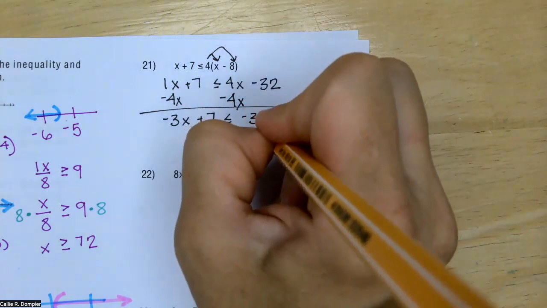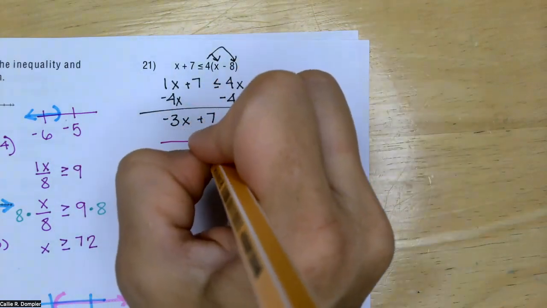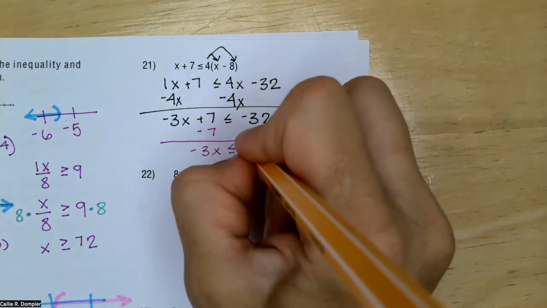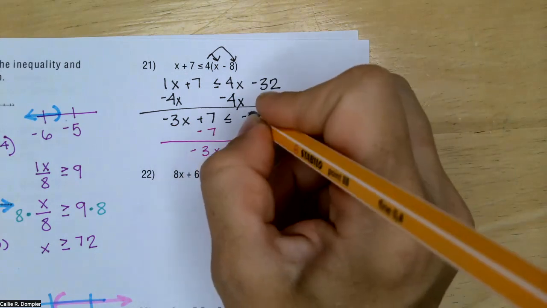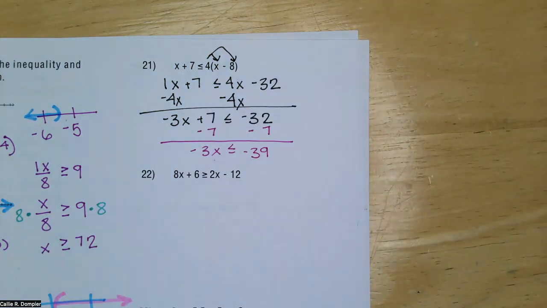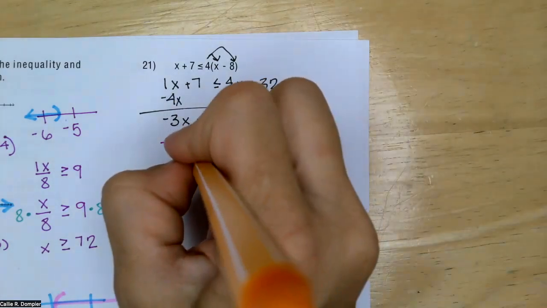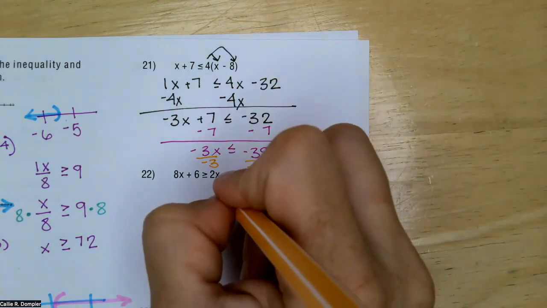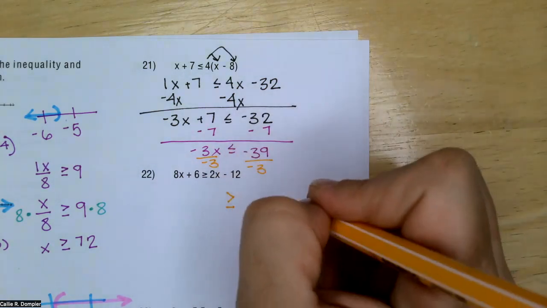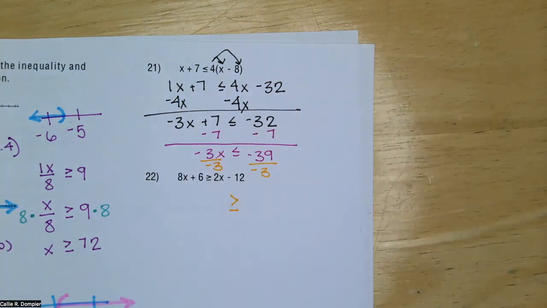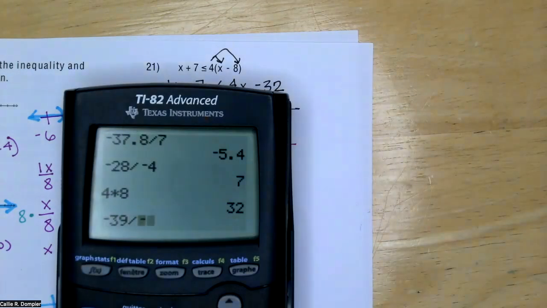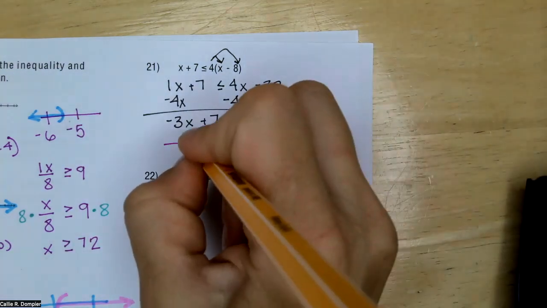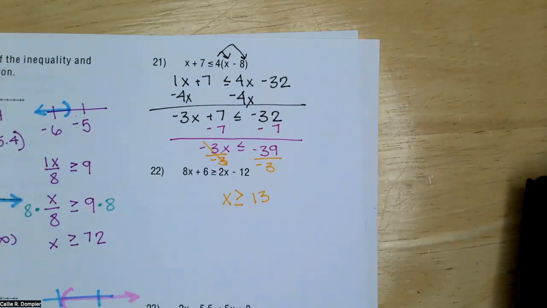Subtract 7, subtract 7. Negative 3x is less than or equal to negative 39, right? Because 7 and 32 is 39, and they were both negatives. Good. Last step, divide by a negative 3. If I'm dividing by a negative, I have to flip that sign. So the less than or equal to becomes a greater than or equal to. Negative 39 divided by negative 3 is 13. And then this is just x. X is greater than or equal to 13.